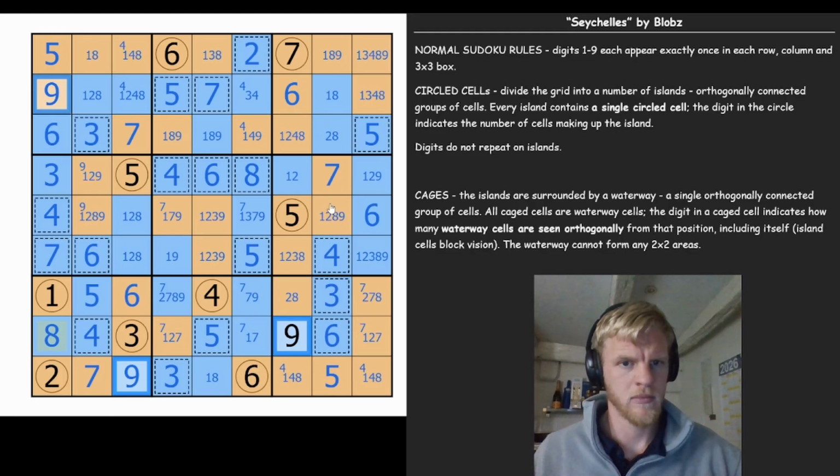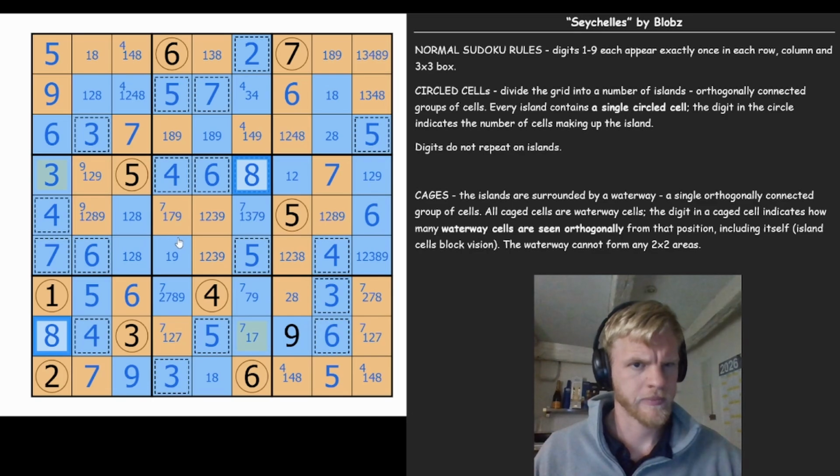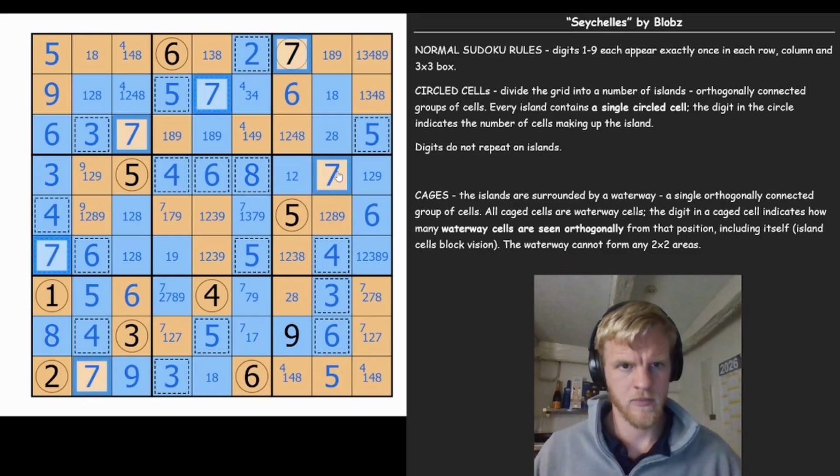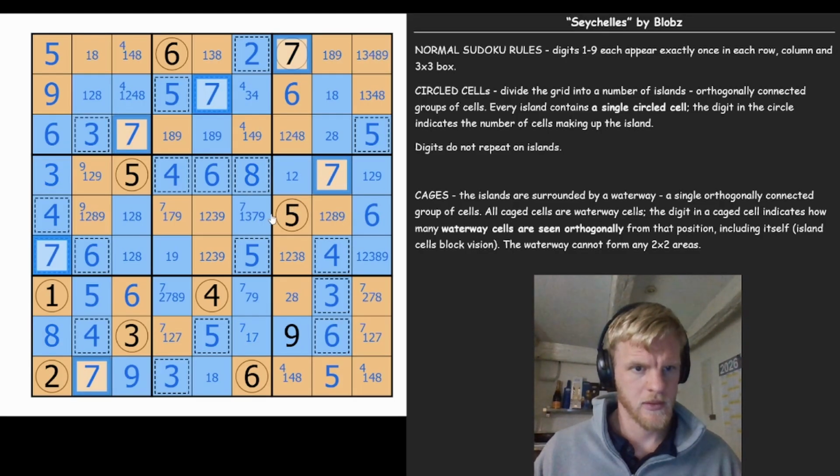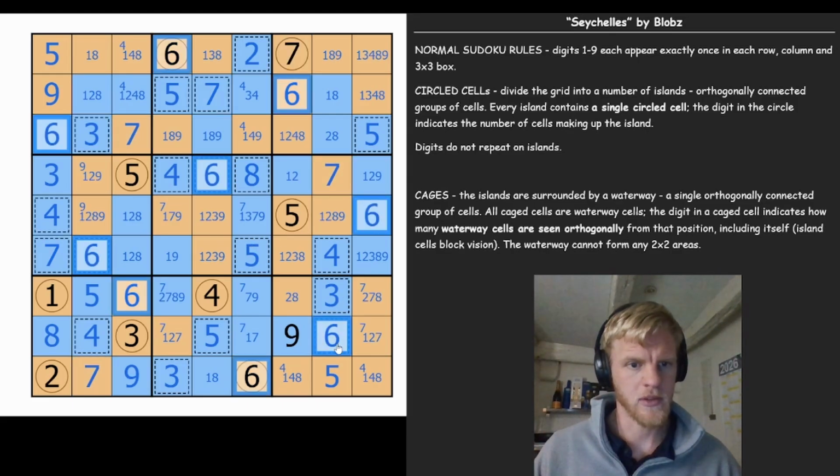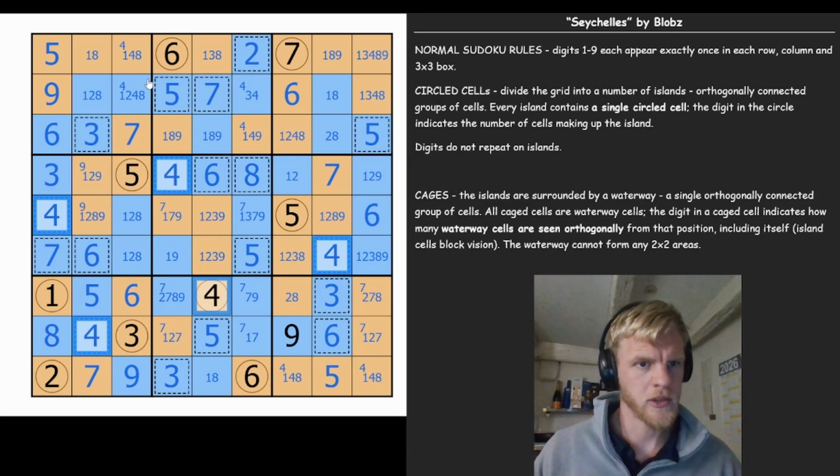Bottom. 8. 2 8s here. 3 8s here. 4 by 4. 2 by 2 here. Not a lot of 7s left to place, which is nice. We got all the 6, all the 5s. 4s is strong, but not done yet.